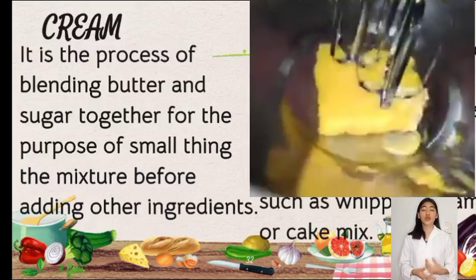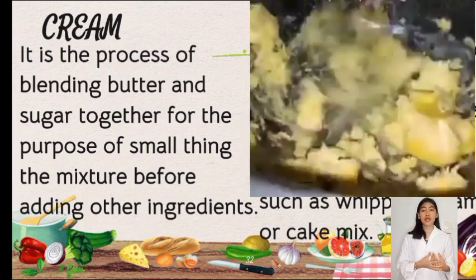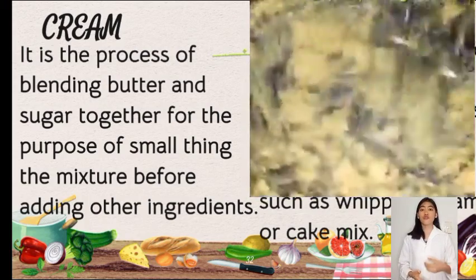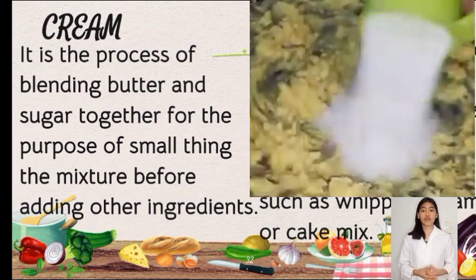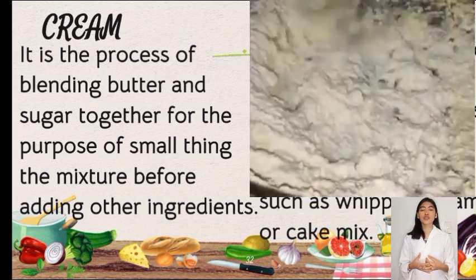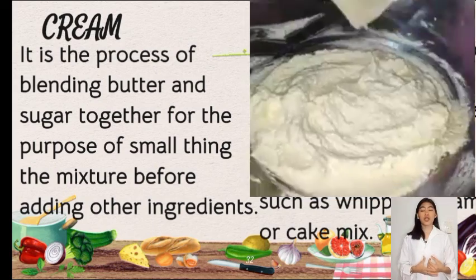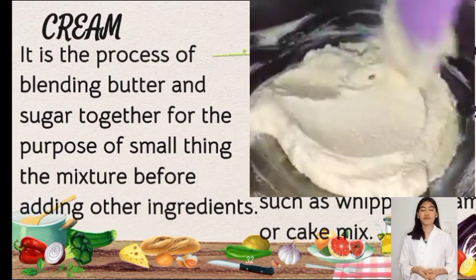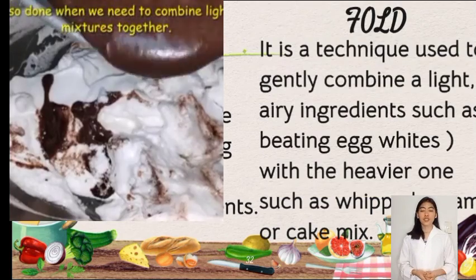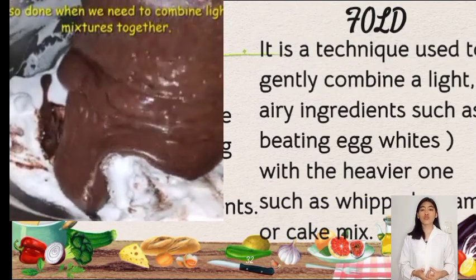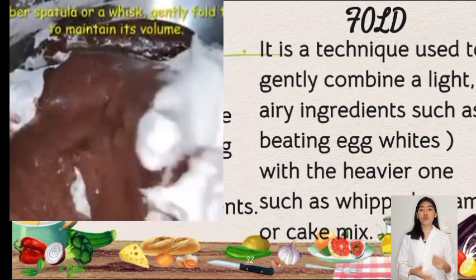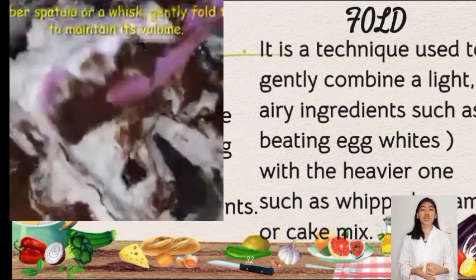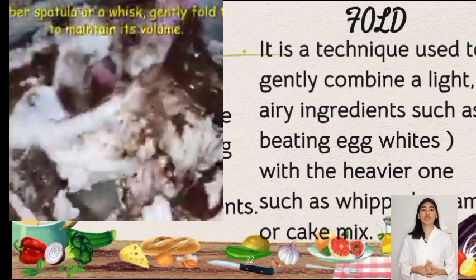Next one is cream. It is the process of blending butter and sugar together for the purpose of smoothing the mixture before adding other ingredients. So, as you can see, we have creaming the butter and sugar. Next is fold. It is a technique used to gently combine light, airy ingredients such as beaten egg whites with the heavier ones such as whipped cream or cake mix.